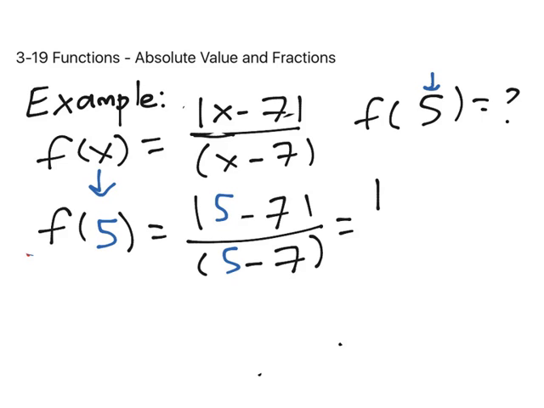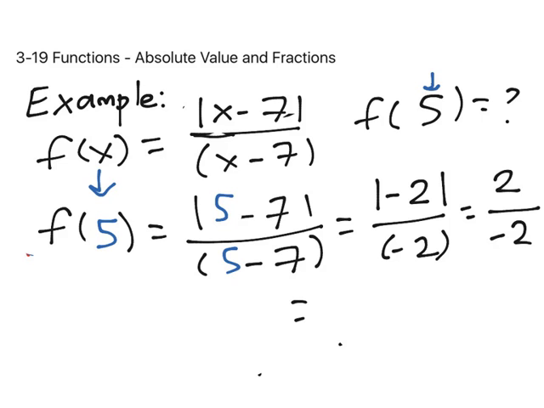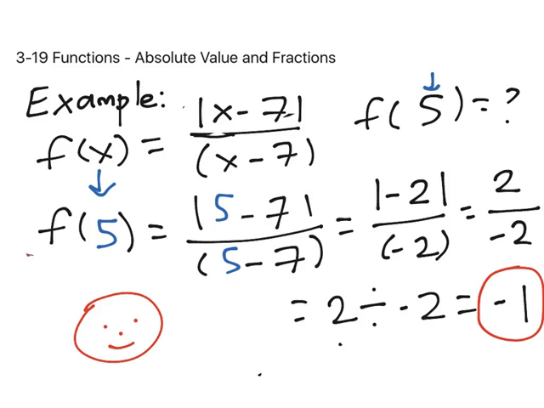Okay. 5 minus 7 is negative 2, but the absolute value stays there. The key here is that the absolute value of negative 2 is positive 2, but the bottom is negative 2. So this is 2 divided by negative 2, which is actually negative 1. And that's it.